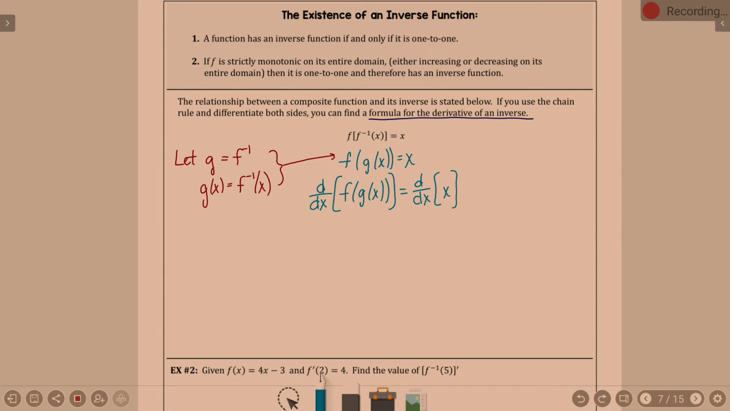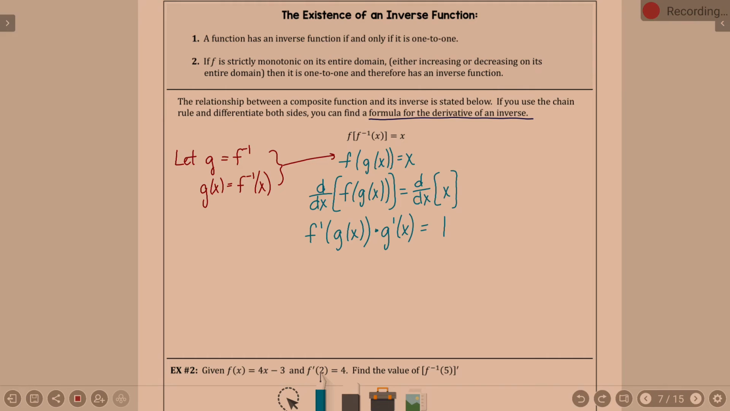Okay, so what is the derivative of F of G of X? Derivative of F of something is F prime of something times the derivative of the inside, which is G prime of X. Are you with me there? Derivative of F of something is F prime of something times the derivative of something, so times G prime of X. Equals what? Equals 1. Yeah, we're just going to go equals 1.